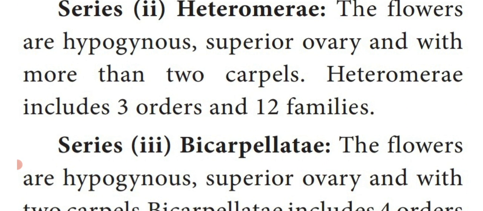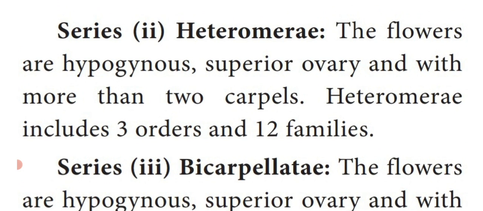Second series, Heteromerae. Here the flowers are hypogynous, with superior ovary. What is a hypogynous flower? The gynoecium is at the top and the other floral parts are at the base. And also in Heteromerae, the gynoecium consists of more than 2 carpels. The gynoecium consists of how many carpels? More than 2 carpels. It includes 3 orders and 12 families.